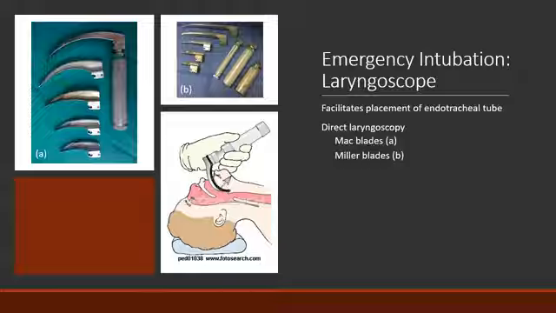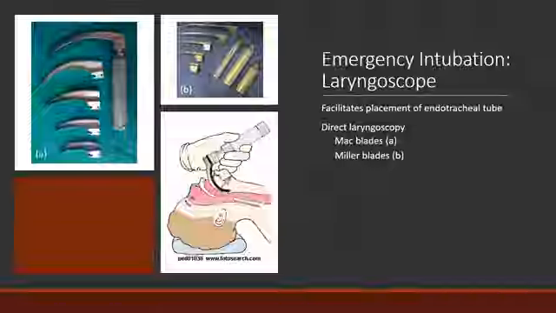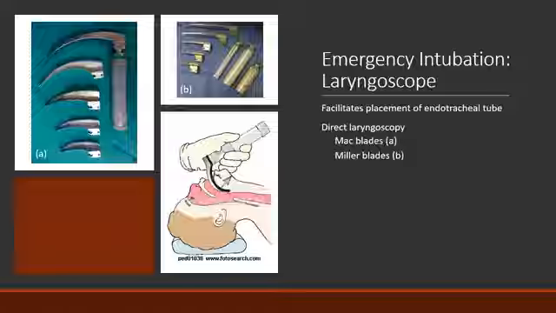There are MAC blades that you see on the left-hand side, the one labeled A. They're curved, and the tip of that blade is designed to go into the vallecula, which is the little indentation you can see in the diagram by the epiglottis, and it lifts everything up out of the way.